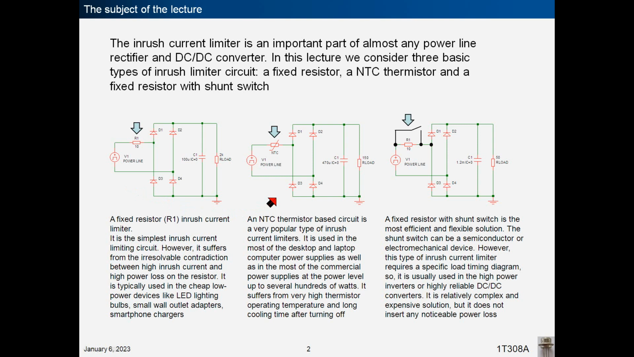An NTC thermistor-based circuit is a very popular type of inrush current limiter. It is used in most of the desktop and laptop computer power supplies, as well as in most of the commercial power supplies at the power level up to several hundreds of watts. It suffers from very high thermistor operating temperature and long cooling time after turning off.